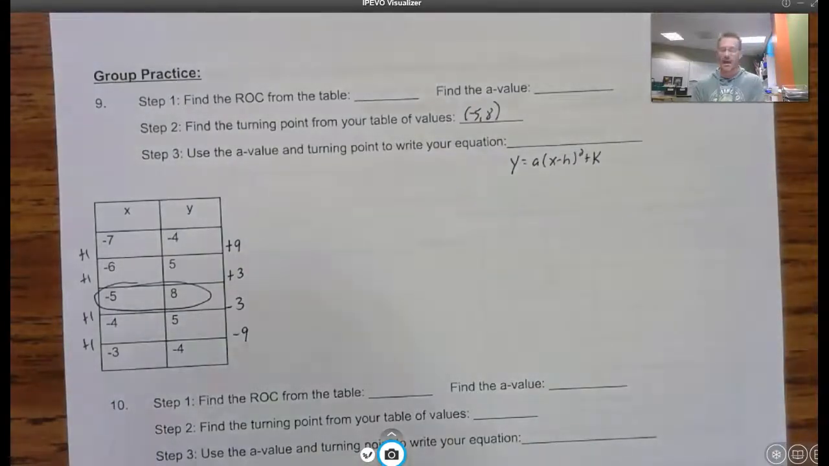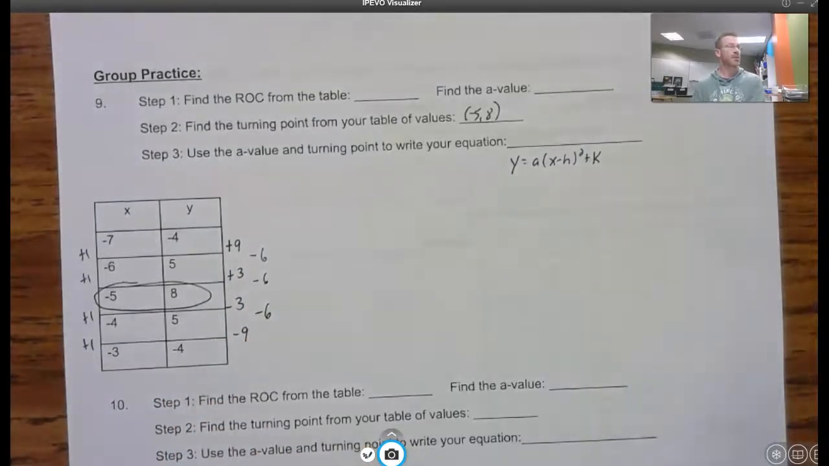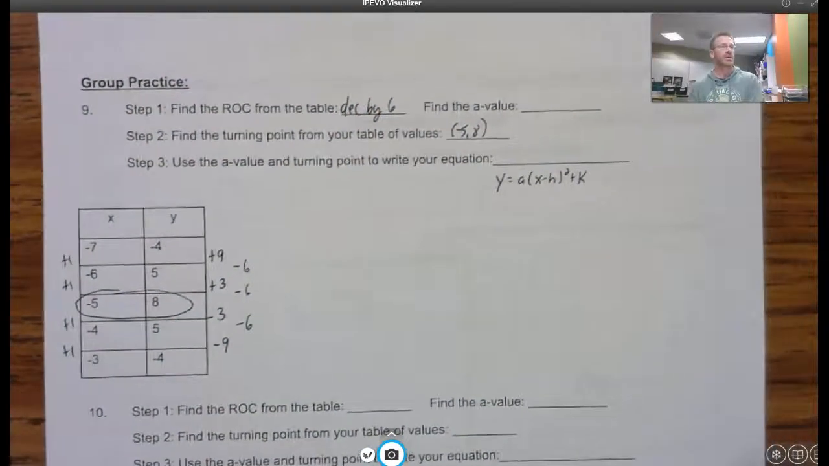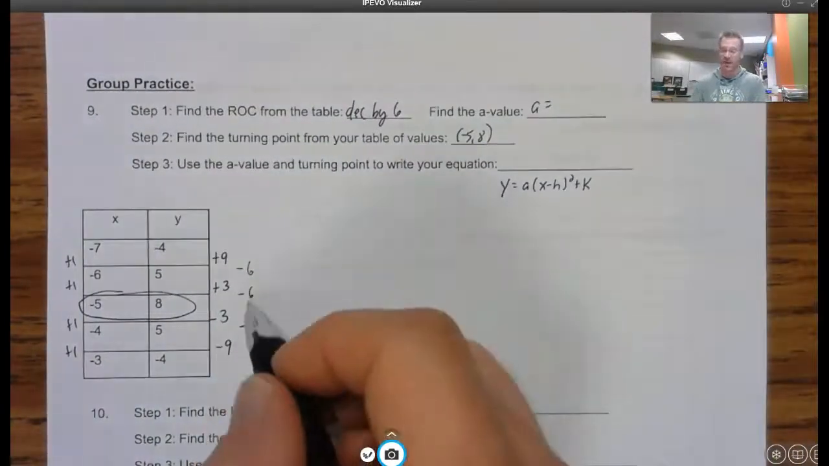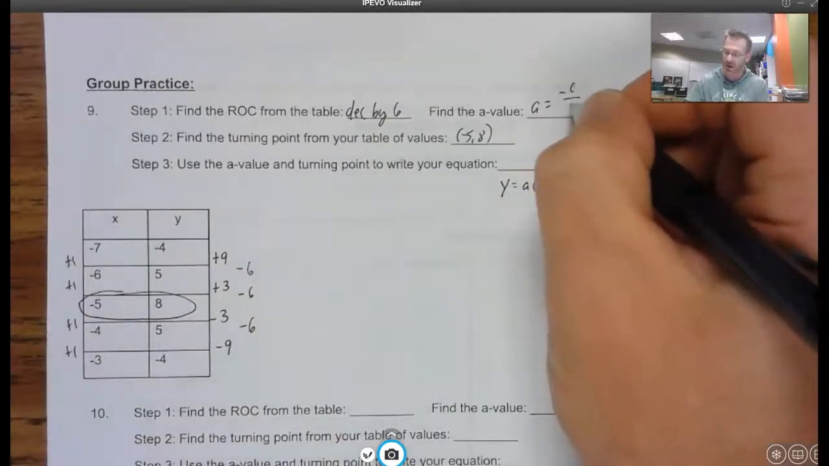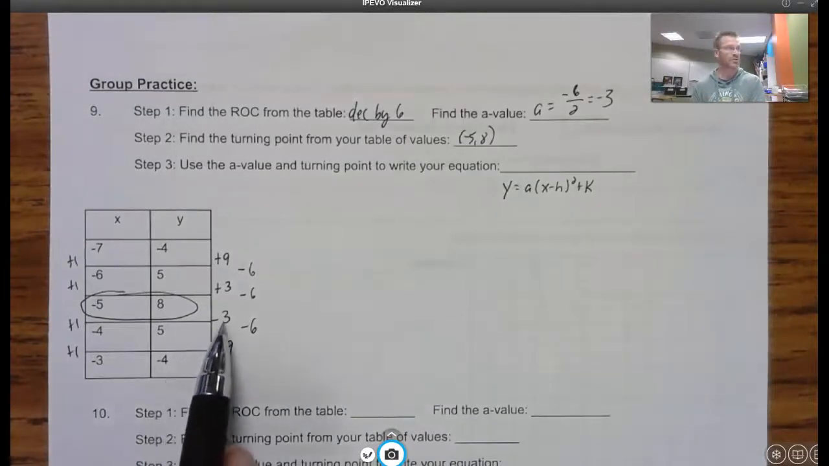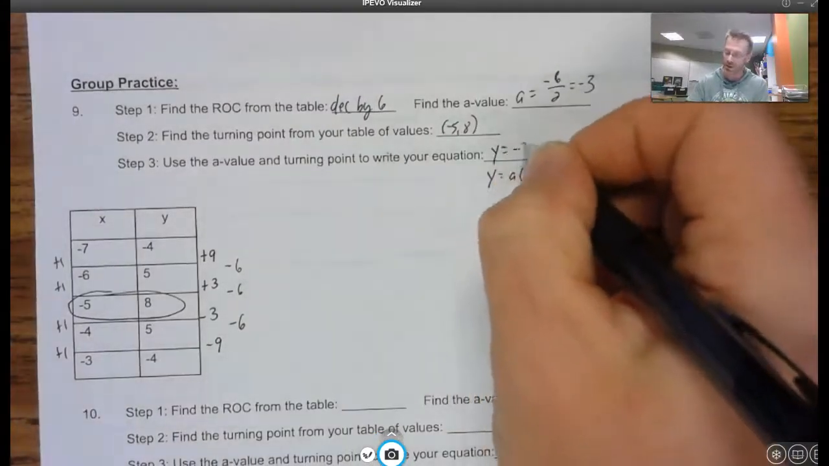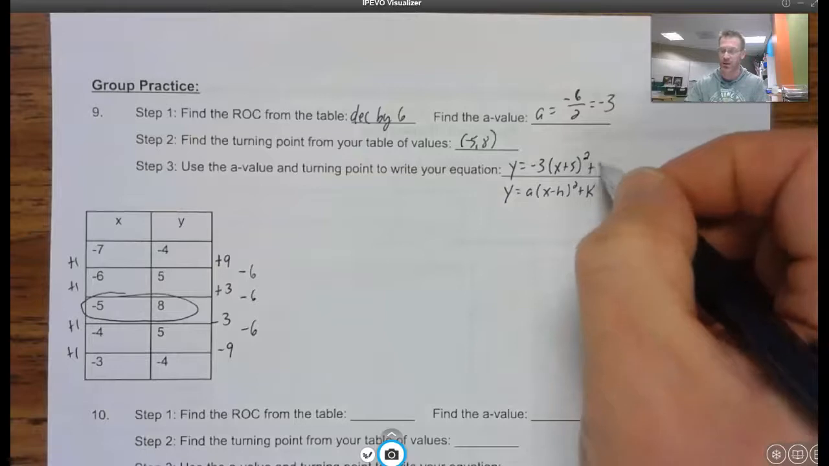And now when I look at my pattern here, I see that these are all going down by 6. So the rate of change would be this is decreasing by 6. Now, once again, 2 ways to find the a value. One way is that it's going to be the rate of change, which is -6, decreasing by 6, divided by 2, and that's -3. The other way, once again, is that first step in our rate of change to the right, just right past the turning point, right below the turning point. There's -3 to 1. So y equals -3, and then x minus -5 is going to make that a +5 squared, and then +8.